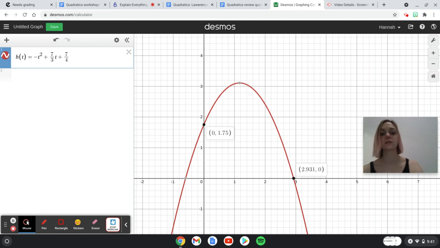us something important about our graph. This point is telling us the number of seconds when the height is 0 or when the grasshopper is on the ground.